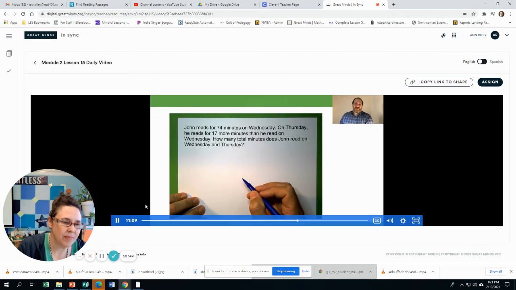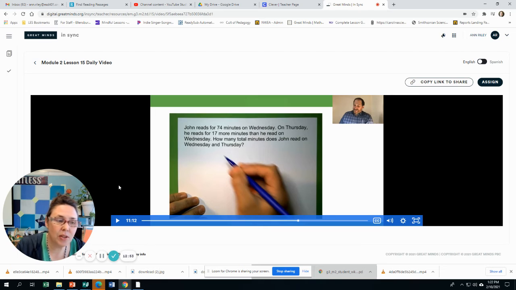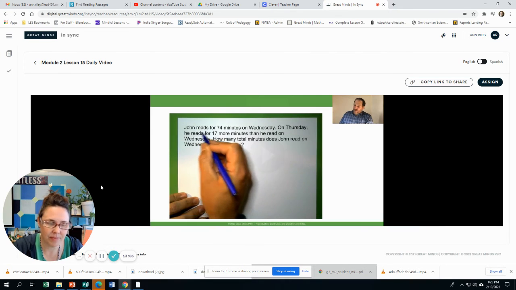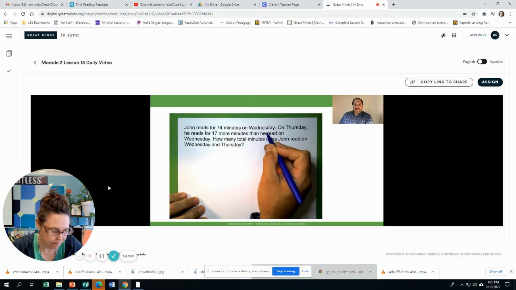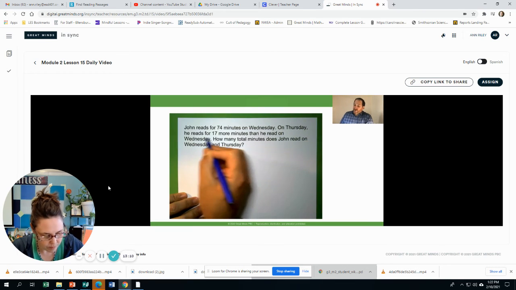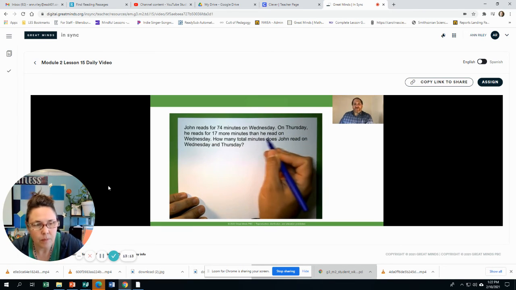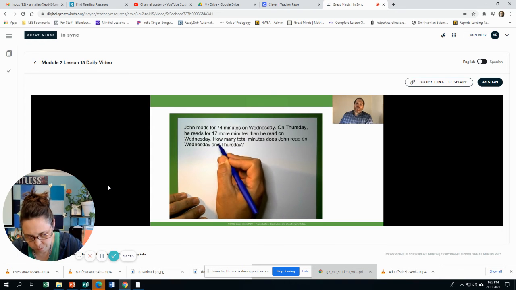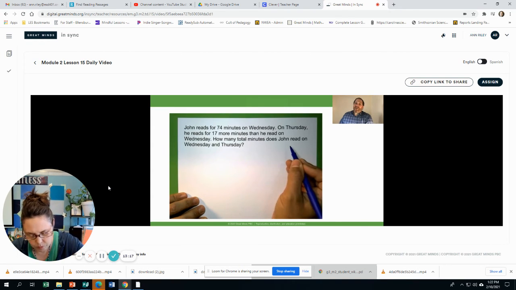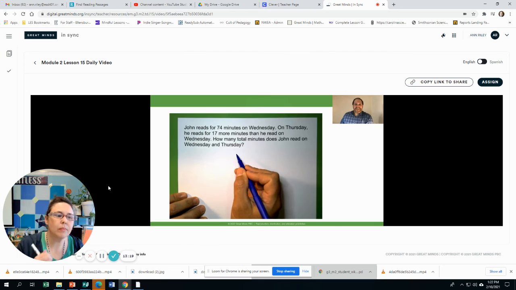Remember to write this out. Let's try another. Follow along as I read this problem aloud. So remember to write those answers out because we also use math as a time to practice our writing as well. All right, erase your board, and then let's start this one. John reads for 74 minutes on Wednesday. On Thursday, he reads for 17 more minutes than he read on Wednesday. How many total minutes does John read on Wednesday and Thursday?